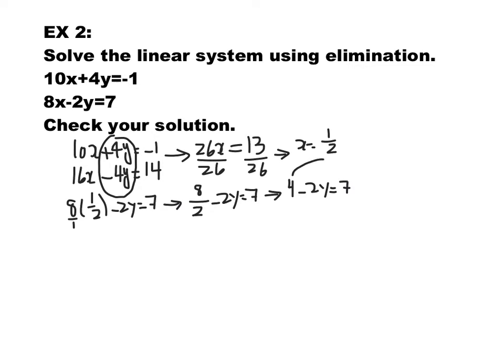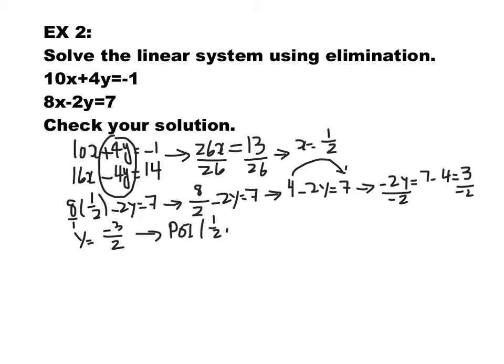Now I'm going to bring this one to the right. So it changes sign and it becomes negative. So I get from here negative 2y is 7 minus 4, which is 3. Now I divide both sides by negative 2. I get y is equal to negative 3 over 2. So this means my point of intersection POI is going to be 1 over 2 and negative 3 over 2.